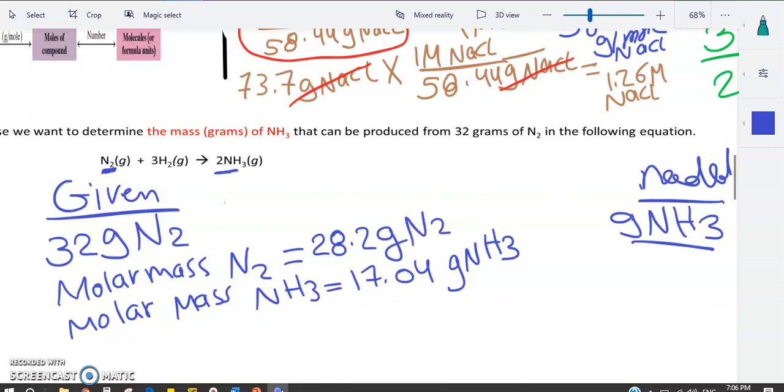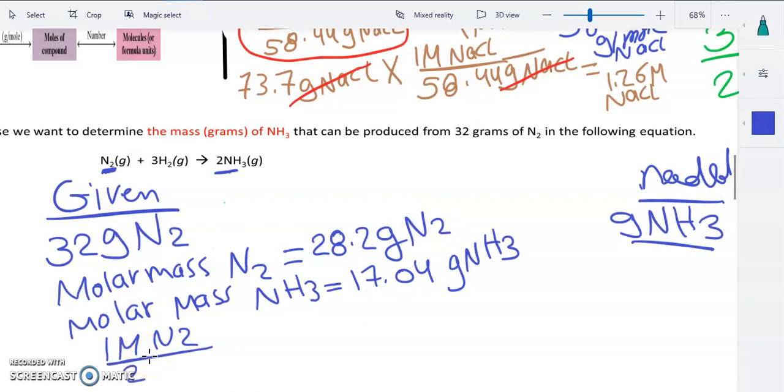The second step is to make a connection between the reactant and the product. To do this, our famous tool that we use is the mole-to-mole ratio. So here we can say that 1 mole of N2 can produce 2 moles of NH3, or we can say those are the conversion factors.